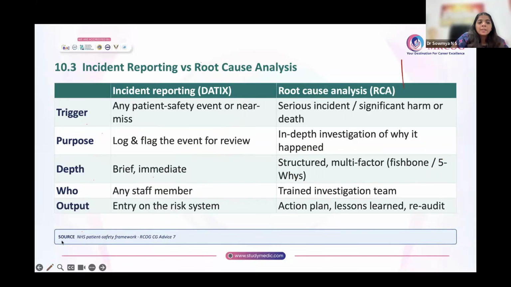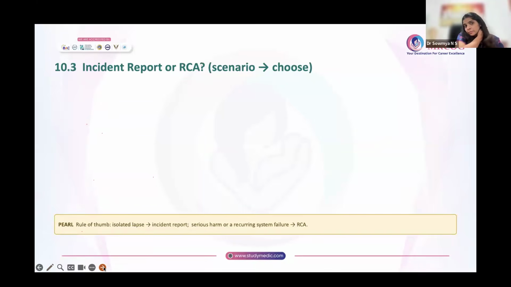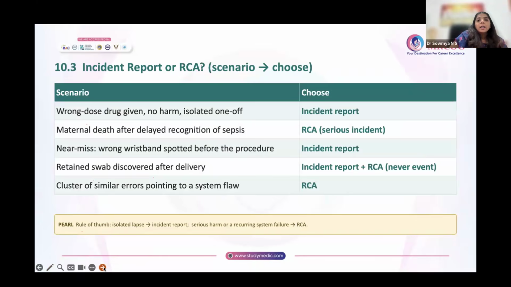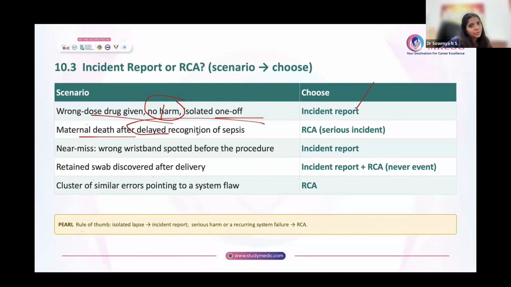Am I clear? Is this clear to all of you? Yes. Okay, so now a few examples of when to choose what. Wrong dose of drug given, no harm, isolated one: you just do an incident report. If there was harm, you go for root cause analysis. Because there was no harm, you would still document in the risk system. Maternal death after delayed recognition of sepsis: there is serious harm, so obviously root cause analysis.